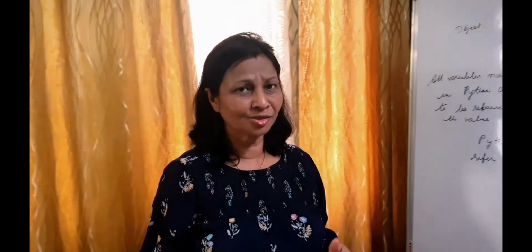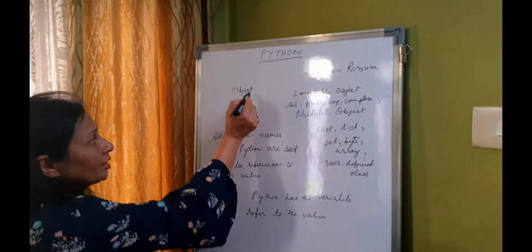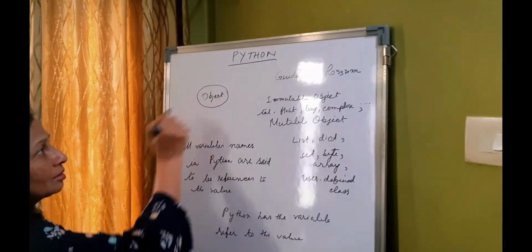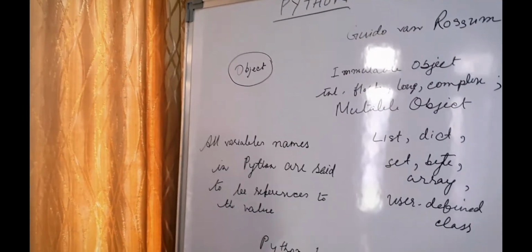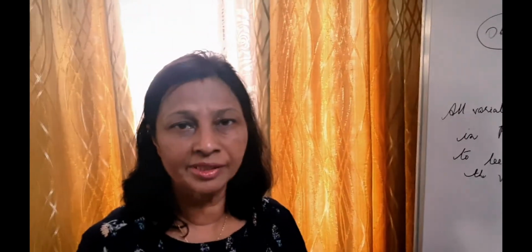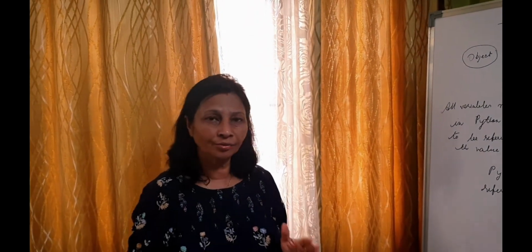Coding means it is a group of instructions that is given to the computer. So if we do not give any instruction, then the computer cannot perform anything. First of all, in Python, here you see I am writing one word, that is object. Python is an object-oriented programming language, as you have the idea about object-oriented programming language. So you know what is an object.